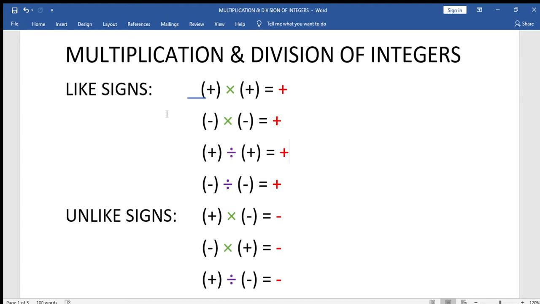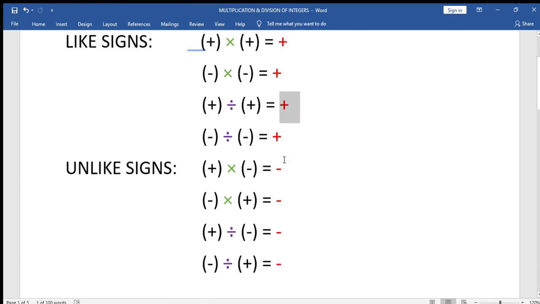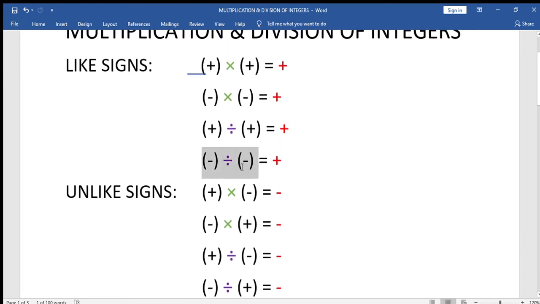Dalawa, palagi. So here, kapag magmamultiply tayo ng mga integers, kapag dalawang positive sign, tandaan ninyo ang product is positive. Kapag dalawang negative signs, ang product pa rin niya is still equal to positive. Kapag dalawang positive signs ang divide, ang sagot pa rin ay positive. At kapag dalawang negative signs ang divide, ang sagot na naman ay positive. Tandaan ninyo, kapag like signs, in multiplication and division, the product and the quotient sign shall always be positive.